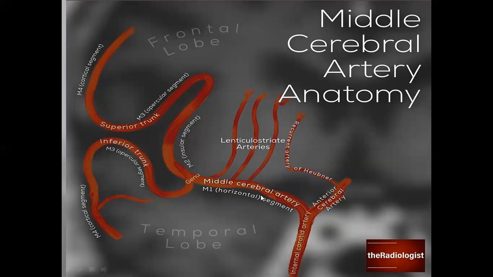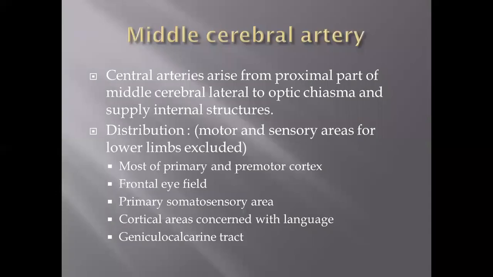And this middle cerebral artery, if you look at it, it's going to give you central arteries, right, that are going to be more proximal. So you have lenticulostriate arteries here. Then it's also going to give you other branches that will be going to the motor and the sensory areas minus the lower limbs. So the middle cerebral arteries will actually supply a very large area of the cortex and other subcortical structures.